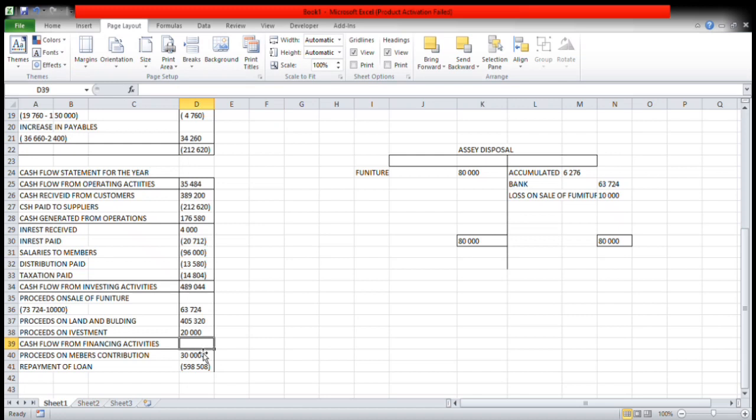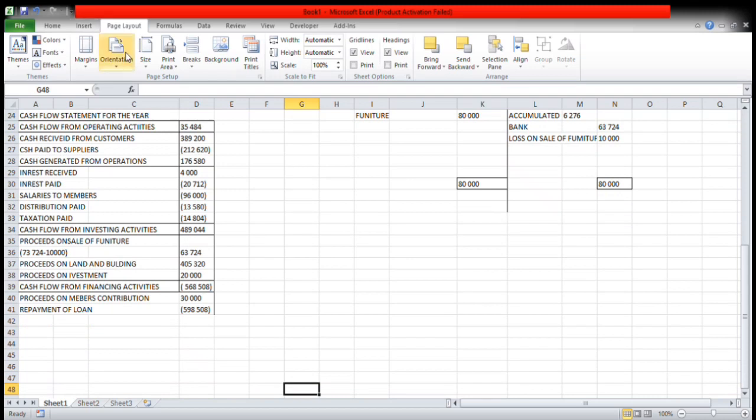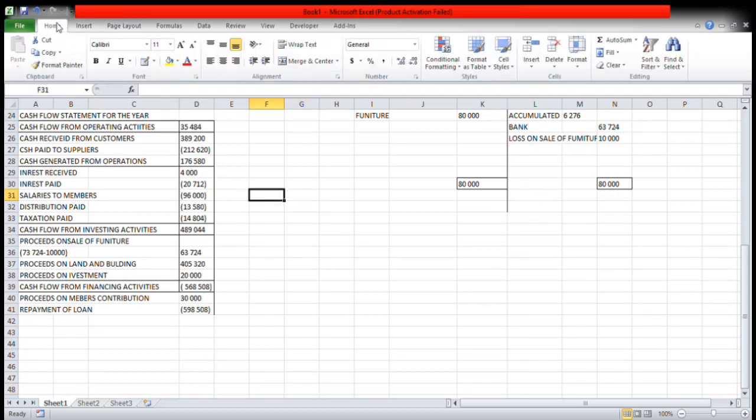So here the total is going to be how much? 30,000 less 598,508. So the total is going to be negative 568,508. So we are done. Only two items must be indicated under the cash flow from financing activities. No other item.